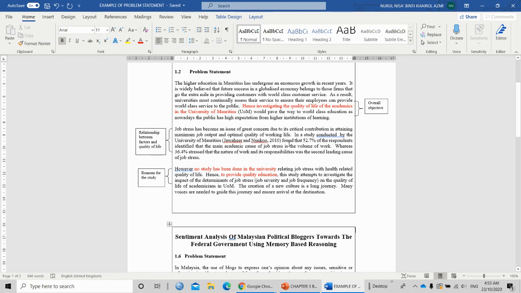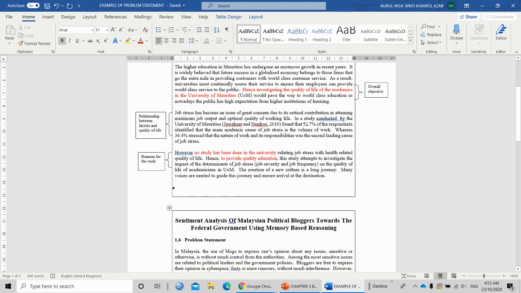Okay, so ada figure dekat sini. So we show that it is a problem. Okay, and then why we need to study this one? Because no study has been done in the university relating job stress with health-related quality of life. Okay, mungkin sebelum ni research pernah buat pasal job stress, tapi dia tak ada buat that related to the quality of life.